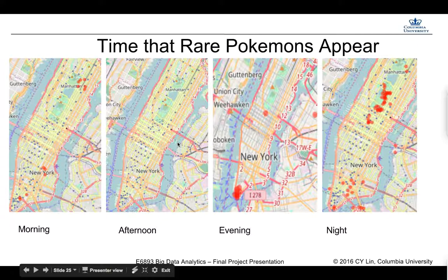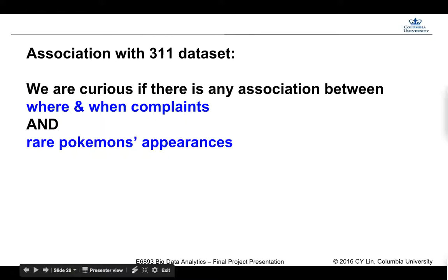And when you plot those occurrences on the map of Manhattan, you see some interesting patterns. Right? In the morning, it's some sporadic activity here on the Upper East Side. In the afternoon, it's very silent. In the evening, you see a lot of occurrences in the lower side of Manhattan. And then when it's night, when it's dark, you see lots of appearances of those rare Pokemons nearby Central Park. So we're curious if there's an association between the appearances of these rare Pokemons and the complaints that were received.